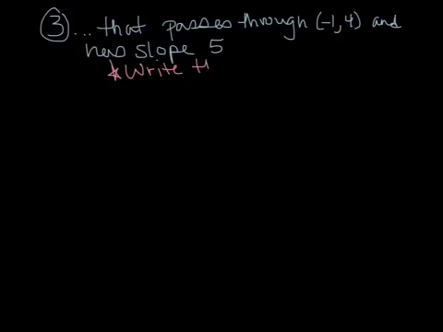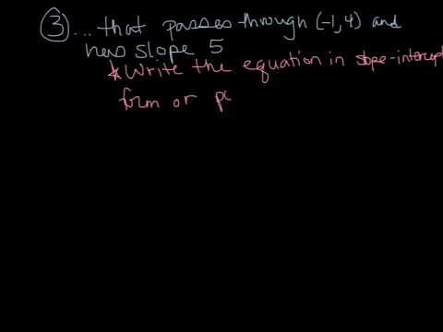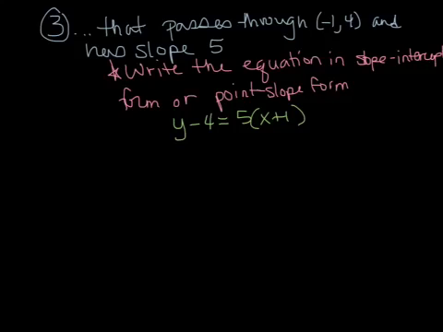So for all of this type of problem, the first step is going to be to start by writing the equation in one of the forms that you know. So you either are going to write this in slope-intercept form or in point-slope form. So because I have a point and a slope, I like to use the point-slope form in this case. So I'm going to go ahead and substitute in that point and slope. I get y minus 4 equals 5 times x plus 1. So that's our first step.